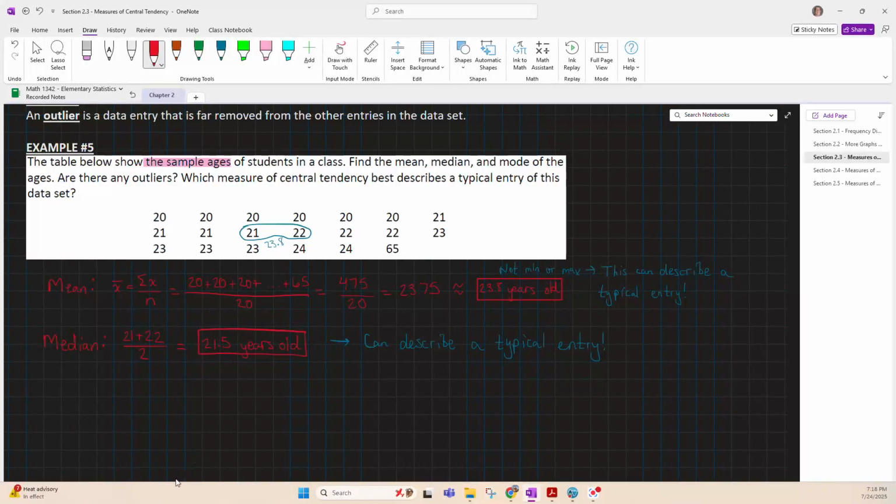Now let's get the mode. It says mean, median, and mode. Okay, so which one appears most often? Well, 20, there's 6 people that are 20, 4 that are 21, 3 that are 22, 4 that are 23. The 20s are going to be the most often. So 20 years old. That's our mode.